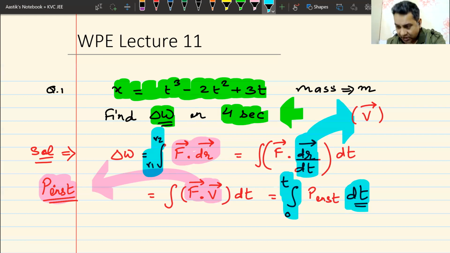Having said this, now I have given you this. You can call it a formula or you can call it something else, whatever you want. I've given you a new equation to find out the value of work done. Can you solve the question now? Try it.